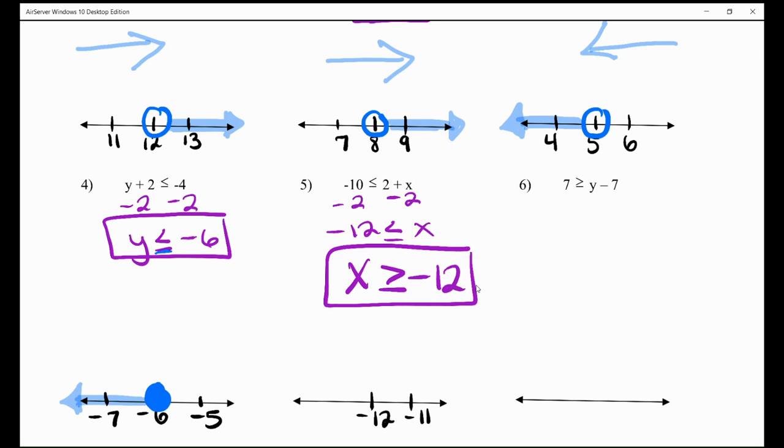Fill out your number line. Negative 12 is included in the solution set, and it's all values greater than or equal to, so we're shading to the right.